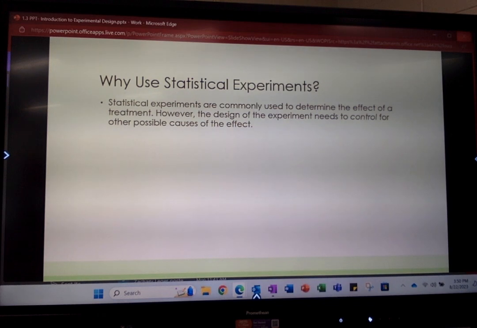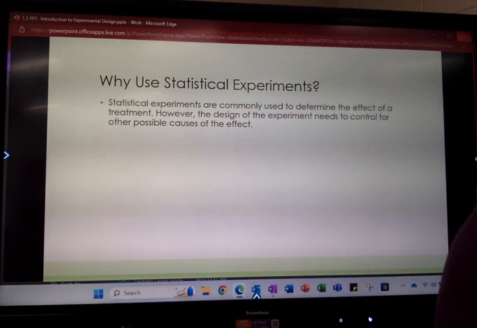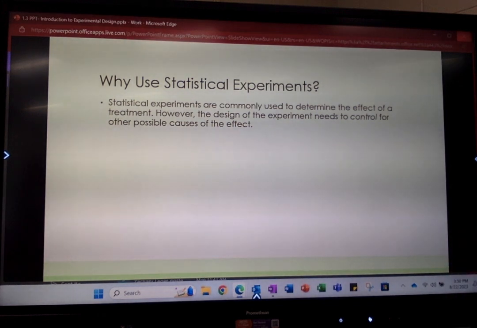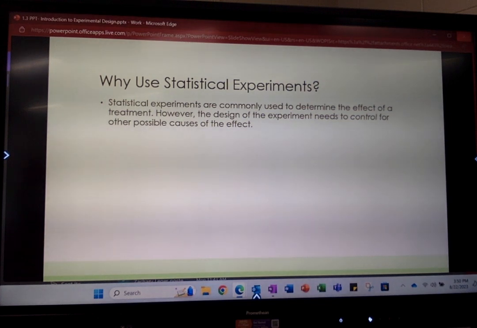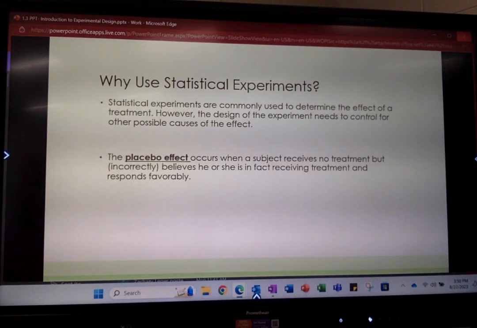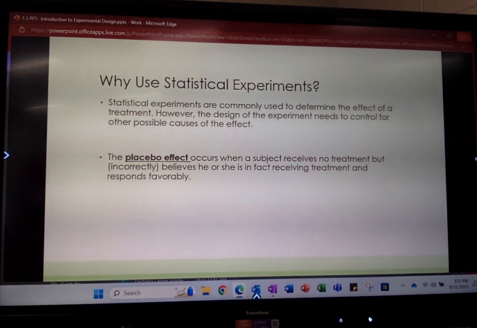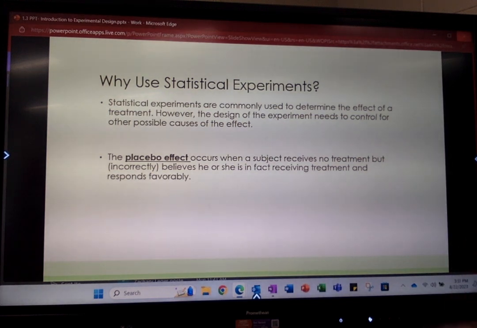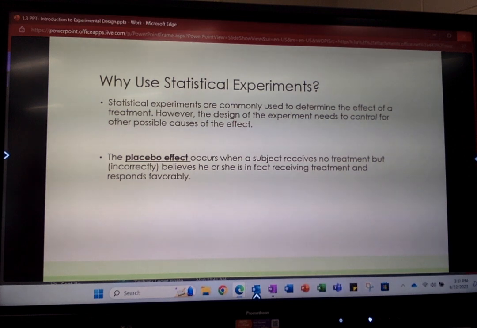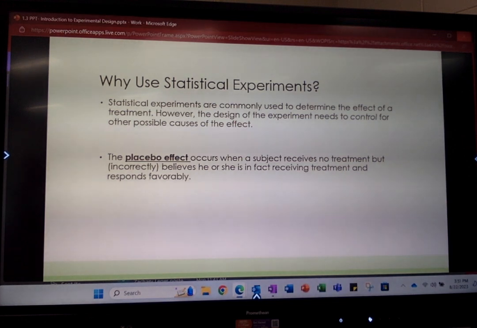So when we use statistical experiments, they're commonly used to determine the effect of a treatment. Okay. However, the design of the experiment needs to control for the other possible causes of the effect. So this is where the placebo effect comes in. The placebo effect occurs when a subject receives no treatment but incorrectly believes he or she is in fact receiving treatment and responds favorably.